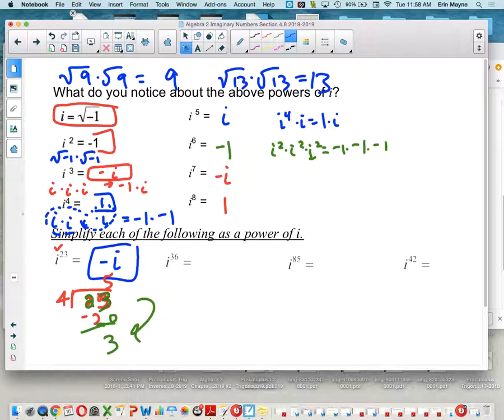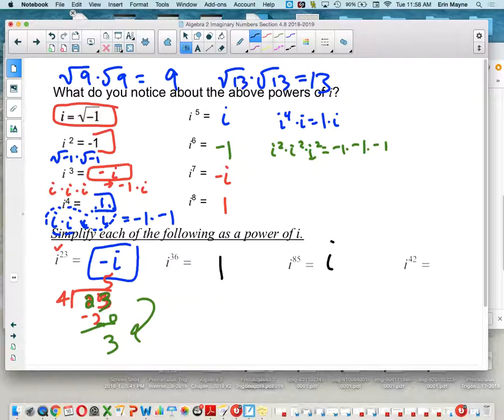Answer to i to the 36. Raise your hand if you're good. Okay, Jackson, what'd you get? I got just one. Yeah, why? When I divide, what is my remainder? 0. Yes, perfect. i to the 85th. How about that one? i to the 85th, Jonah. Totally. If you are in agreement, will you raise your hands? Anyone need me to talk through these a little differently?